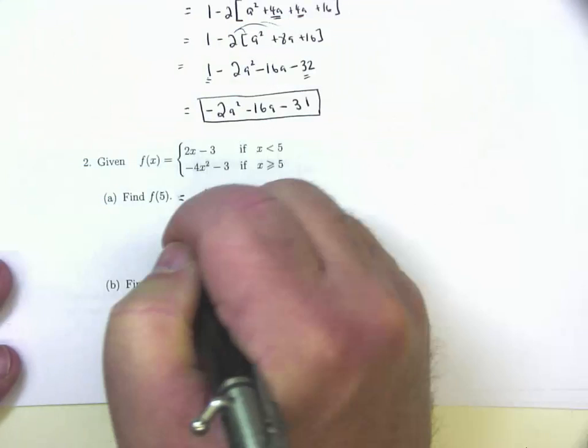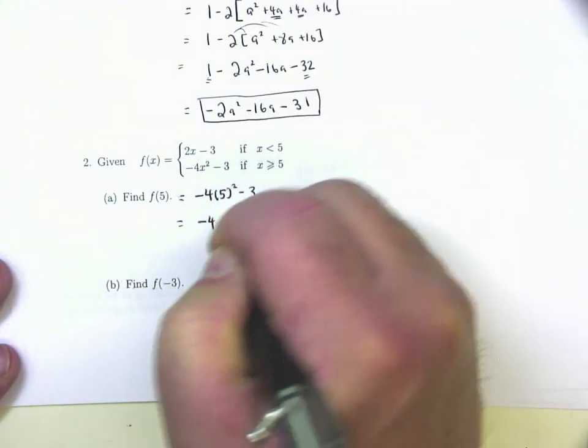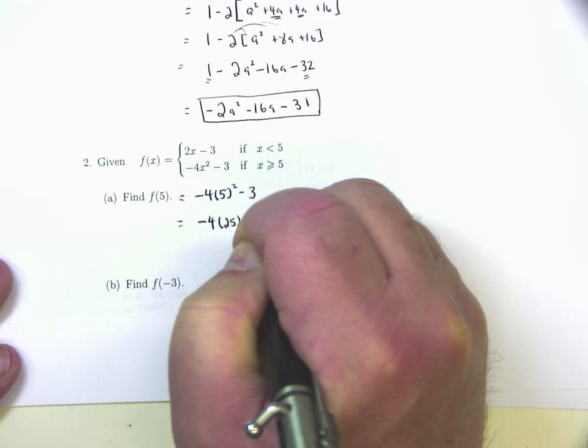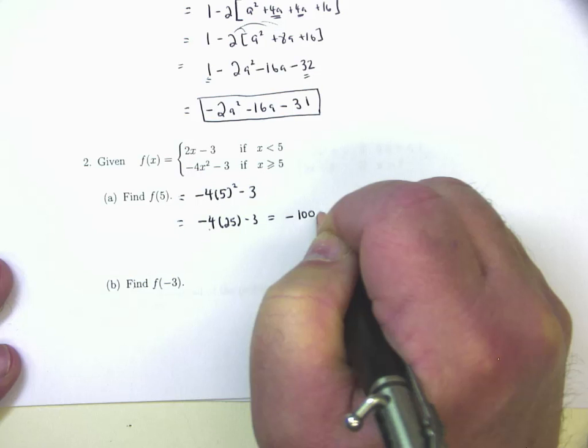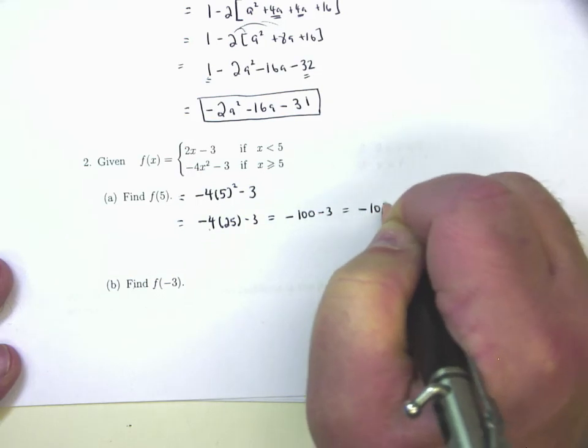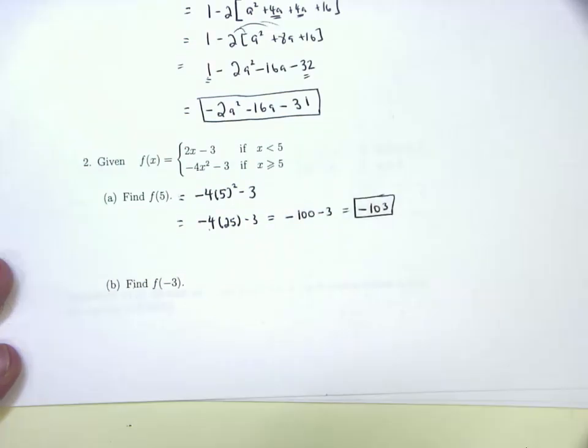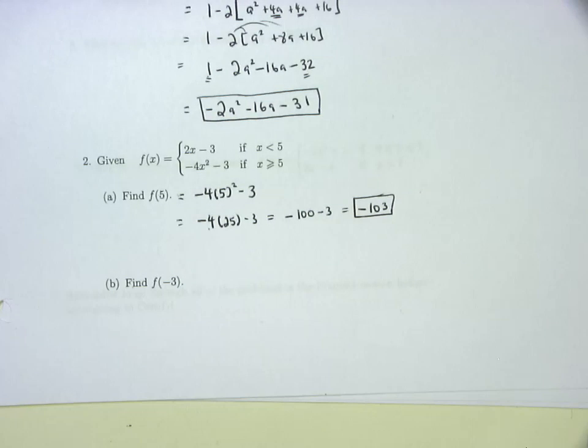So cleaning this up, this will be negative 4 times 5 squared, which is 25, minus 3. Negative 4 times 25 is negative 100 minus 3. The answer is negative 103. Does that make sense? But second problem, what about f of negative 3?